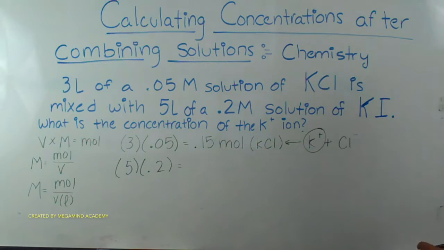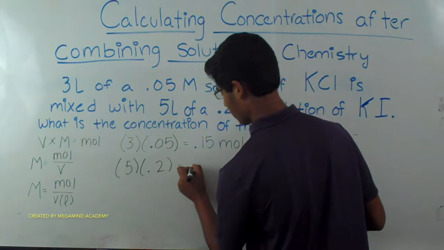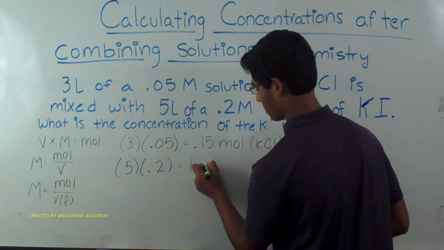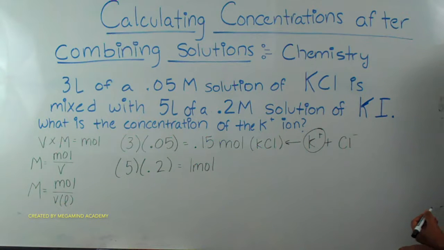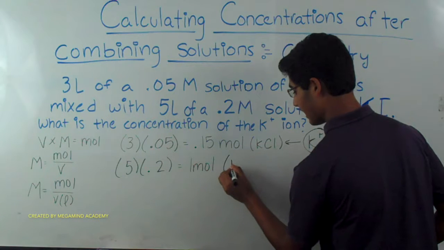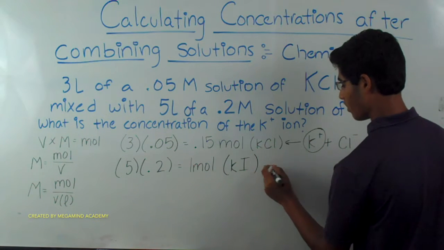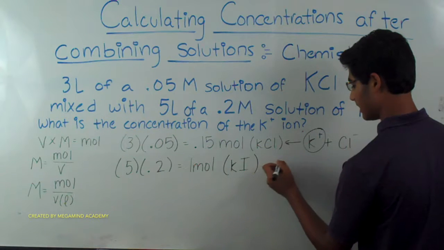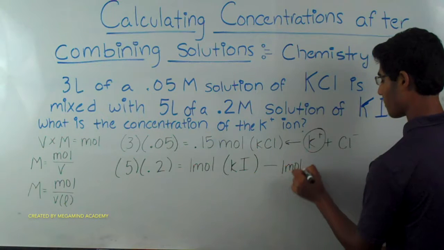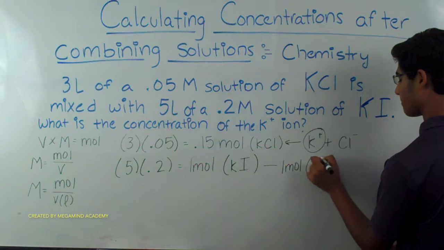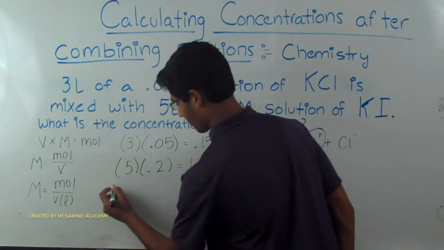Now let's do that for the other solution. We have 5 liters times 0.2 molarity, which becomes 1 mole. We have 1 mole of potassium iodide, or KI, which means that we have 1 mole of K plus again.